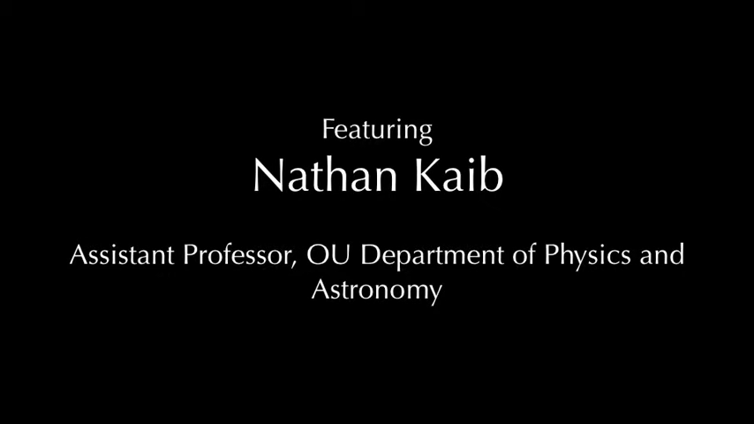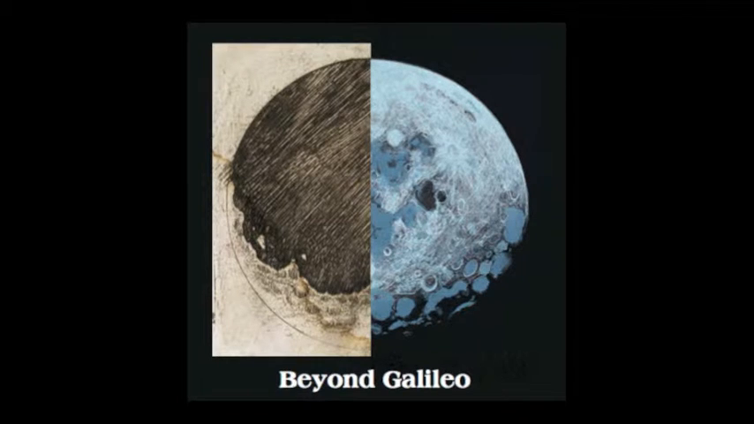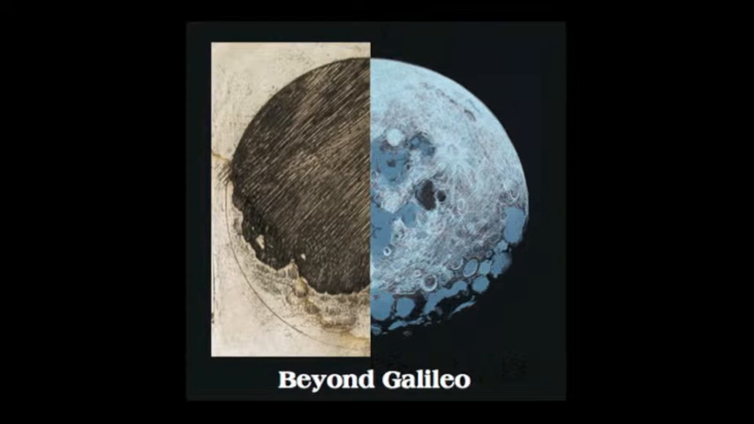Dr. Nathan Kaib, I understand that you're an assistant professor of astronomy in the OU Homer L. Dodge Department of Physics and Astronomy. Your research focuses on the formation and evolution of planetary systems of both our sun and other stars. To study these processes, you run computer simulations of how orbiting objects interact with each other over very, very long time scales.